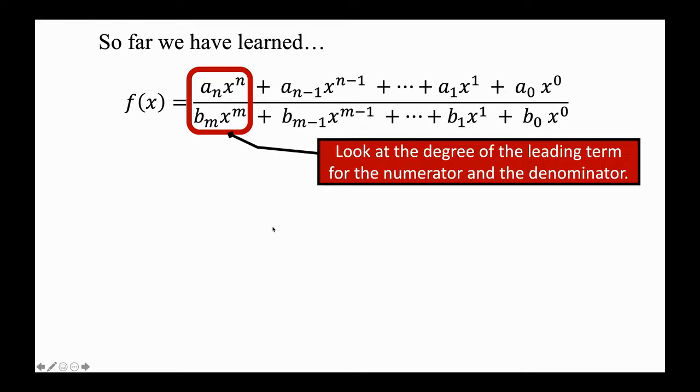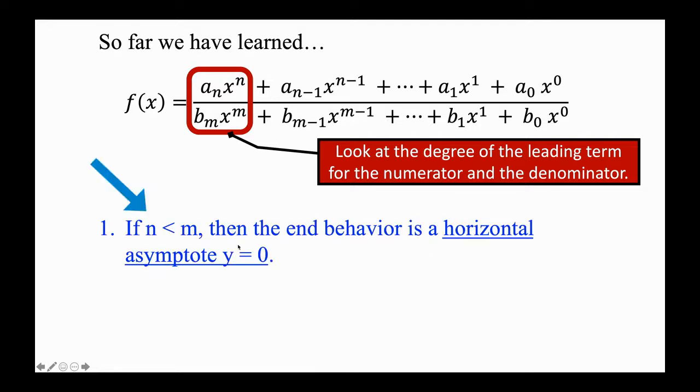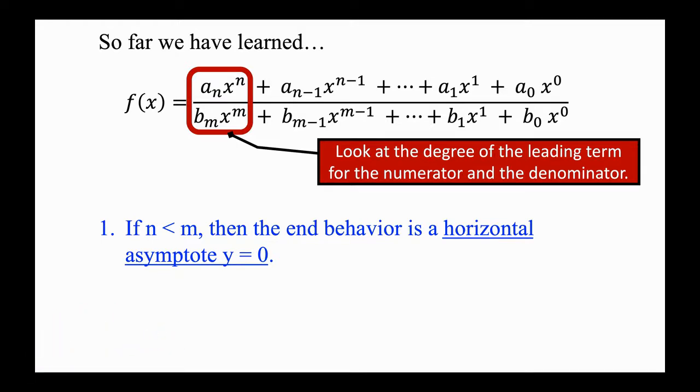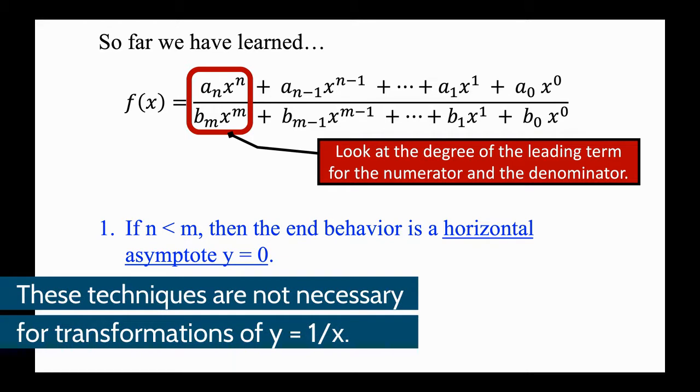It's pretty cool. So if you look at the degree of the leading term for the numerator and the denominator, if the degree in the numerator is smaller or less than the degree in the denominator, then your end behavior asymptote will automatically be horizontal. In other words, y equals 0. Now, this refers to any rational function that is not a transformation of the parent rational function. Please make that clear in your notes.